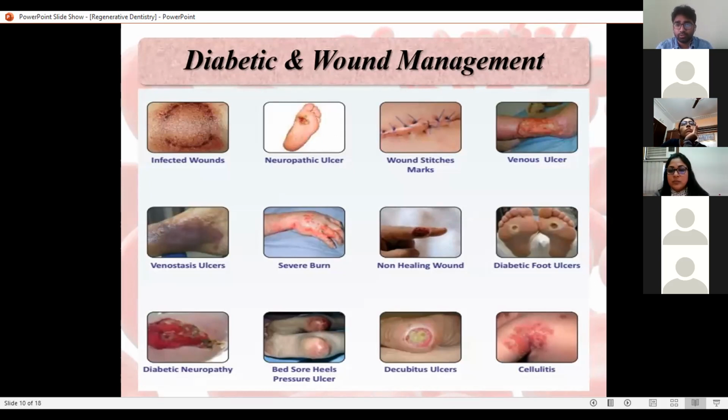We can use it in wound stitch marks. We can use it in severe burns. We can use it in non-healing wounds. We can use it in diabetic foot ulcers. We can use it in cellulitis cases.